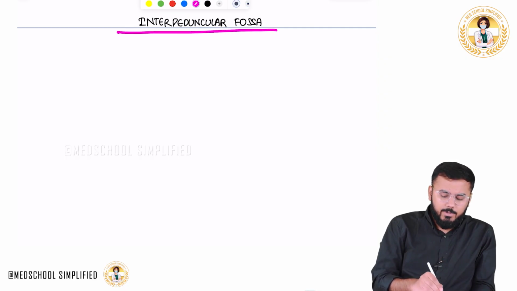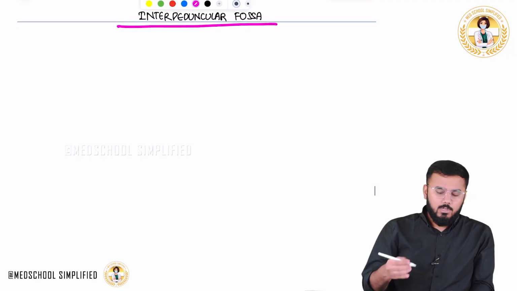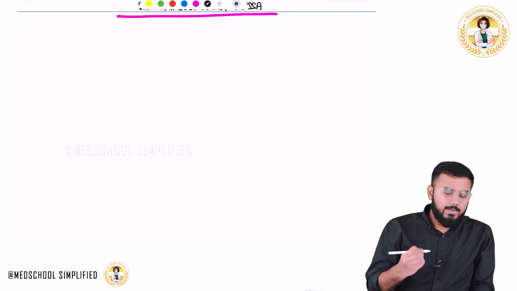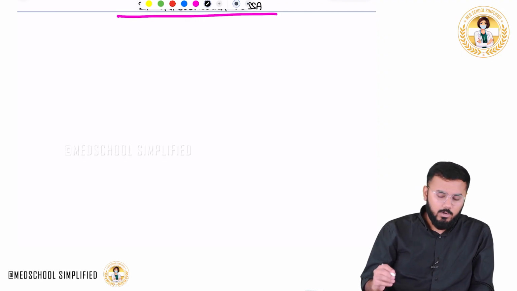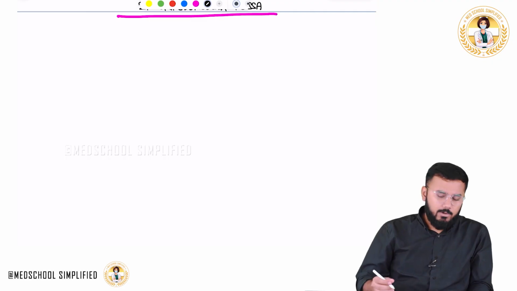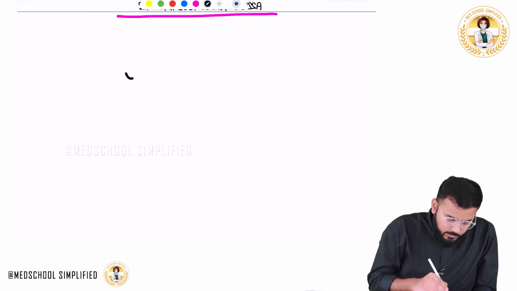Now regarding this interpeduncular fossa, what are the important things you need to know? First of all, let me draw the lateral surface of your cerebral hemispheres, midbrain, pons, medulla oblongata and spinal cord, and then I'll explain where this interpeduncular fossa is present. So just look at this picture over here.